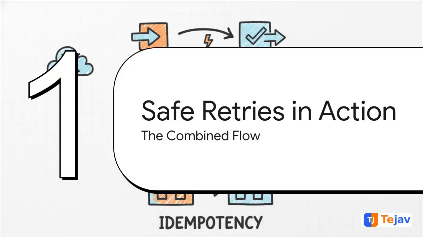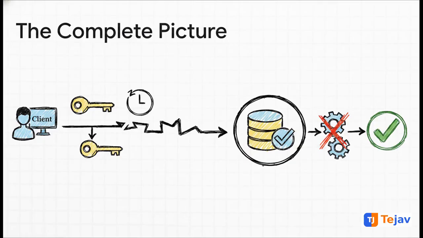Okay, time to put it all together. Let's combine our smart retry strategy with our idempotency safety net and see what the complete, robust, interview-ready solution actually looks like. Here it is, the whole picture. The client sends its payment request, and it includes that unique idempotency key. Then, a timeout happens. The client kicks off its exponential backoff logic to start retrying.